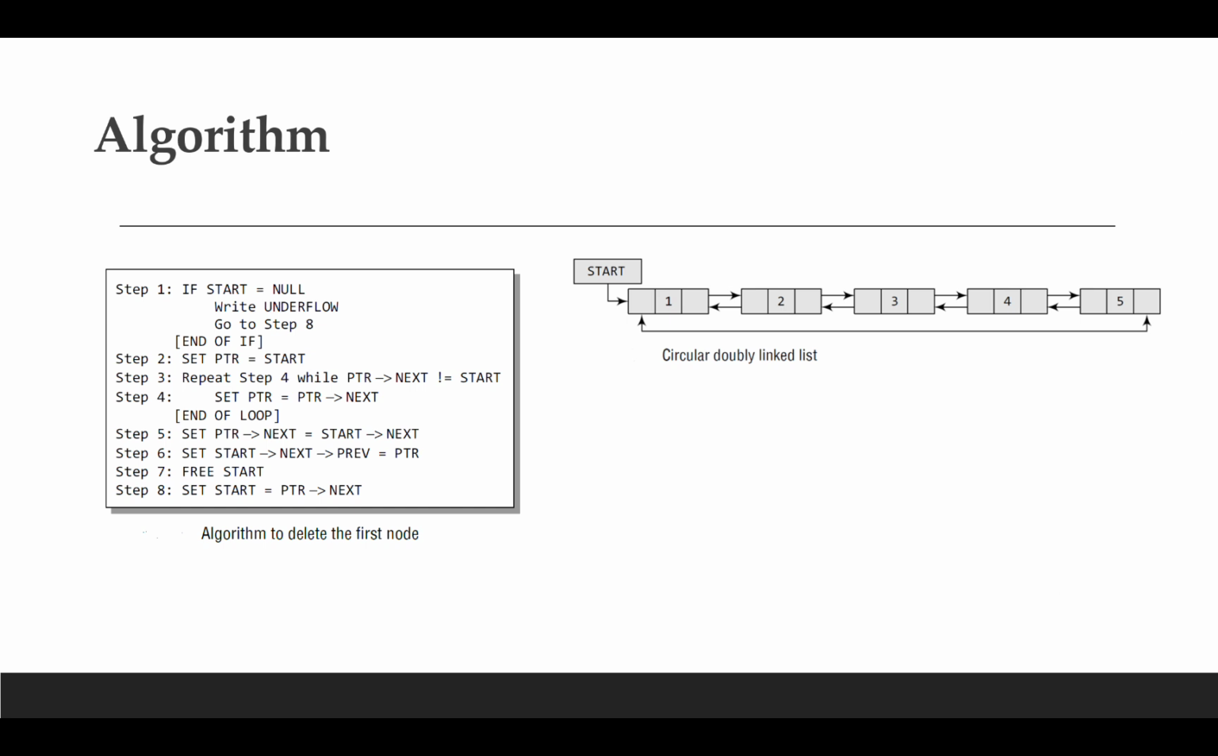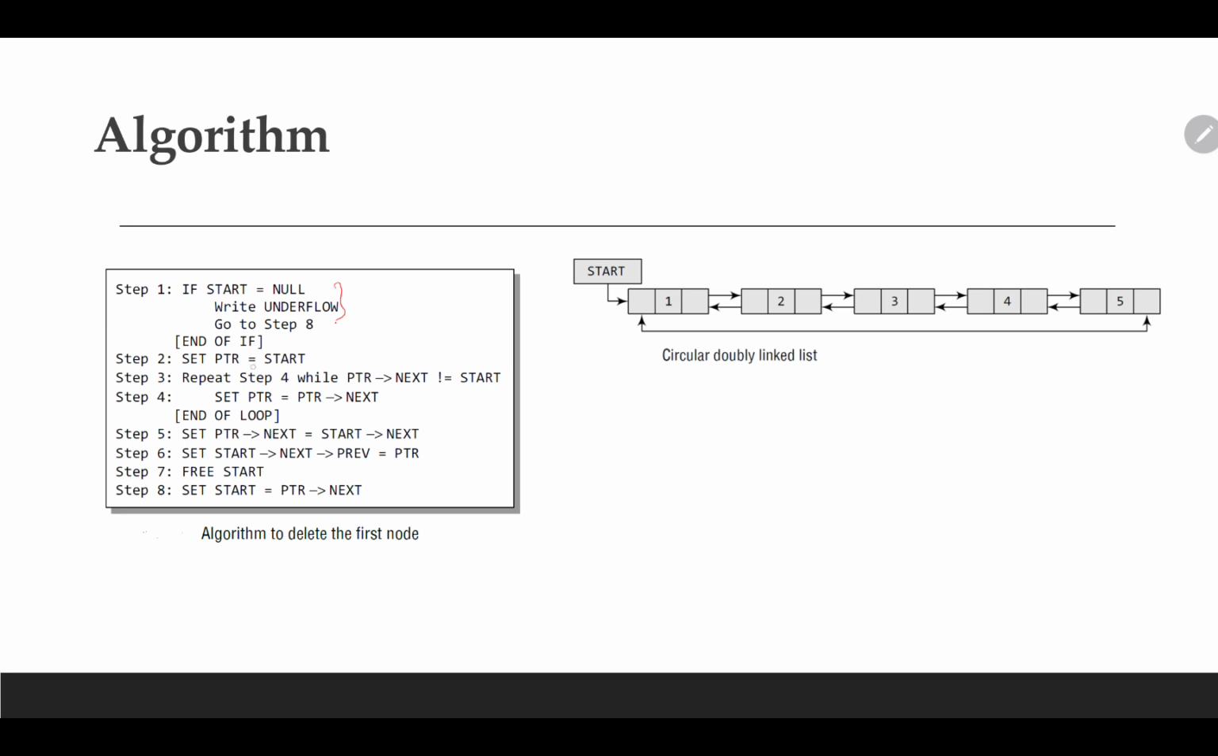So this is the algorithm for deleting the first node. First, the underflow condition as usual, because for deleting something the list should not be empty; then only we are able to do the delete operation. So we are checking if it is null. If it is null, the condition is true, which means it is underflow. If it is not true, it will go to step 2.